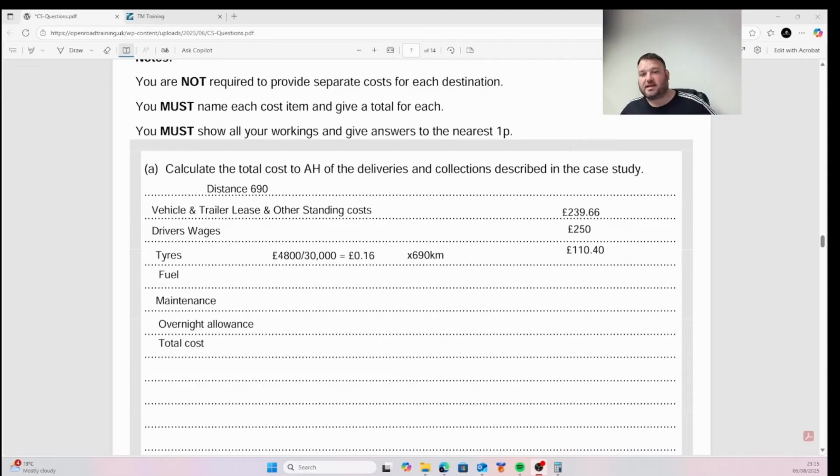Now remember it did ask to see our workings, so this is how you would record it. So we did the math, but we need to show them how we came to the answer. So tyres, 4,800 divided by 30,000 kilometres gives us 16 pence per kilometre. We take that figure of 690 and multiply it by the 16 pence, gives us £110.40 for tyres. So let's move on to fuel.